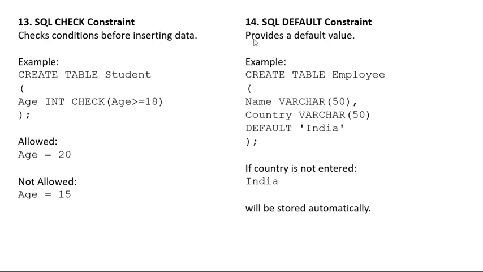The DEFAULT constraint provides default values. For example: CREATE TABLE employee, and inside the parentheses name VARCHAR(50), comma, country VARCHAR(50) DEFAULT, and for the country value give the default in single quotes, 'India'. So if the country name is not written, the default India is used, then close the parentheses and add a semicolon. If the country is not entered, India will be stored automatically.